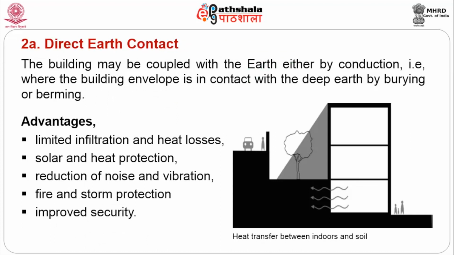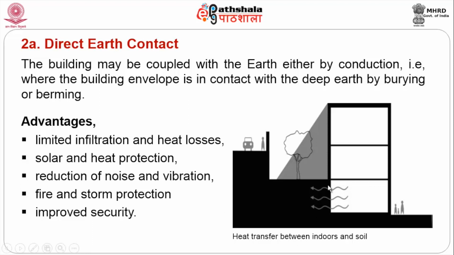Direct earth contact. The building in this case may be coupled with the earth either by conduction, that is, where the building envelope is in contact with the deep earth, by burying or berming. What we mean to say is, one part of the building is in constant contact with the earth or the soil at a depth. It is not at a subterranean level, but it is at a depth. It is at a depth where the temperature of the earth is fairly constant and is normally equal to the annual average temperature of that particular place.